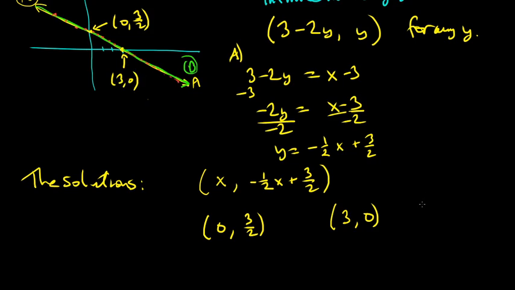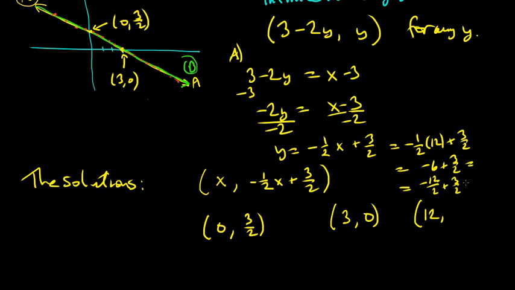So for example, let's suppose x is 12. What would y be? y is going to be negative 1/2 times 12 plus 3 over 2. So that's going to be negative 6 plus 3 over 2, which is, sorry for squeezing this in here, negative 12 over 2 plus 3 over 2, which is negative 9 over 2.